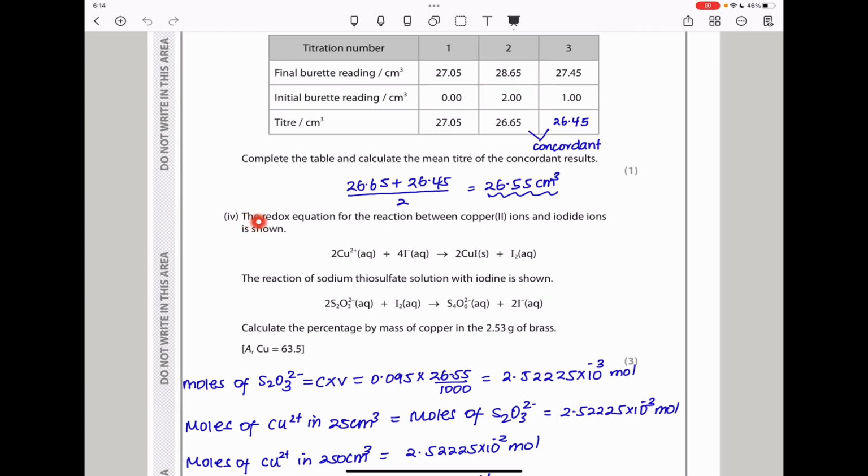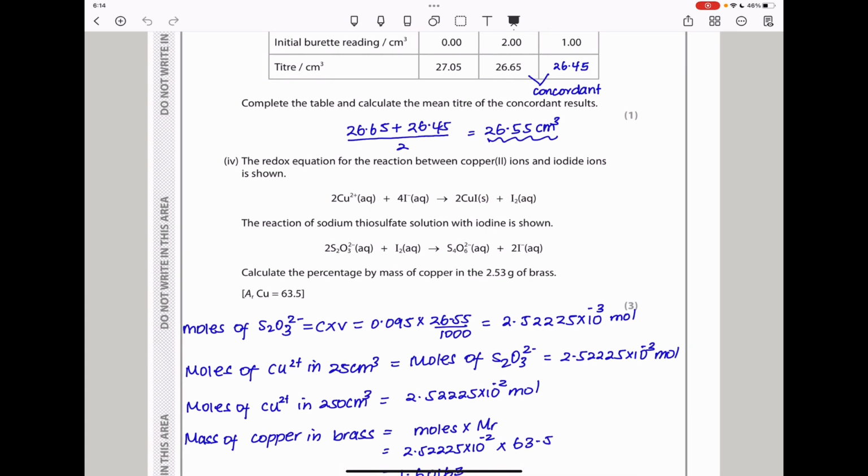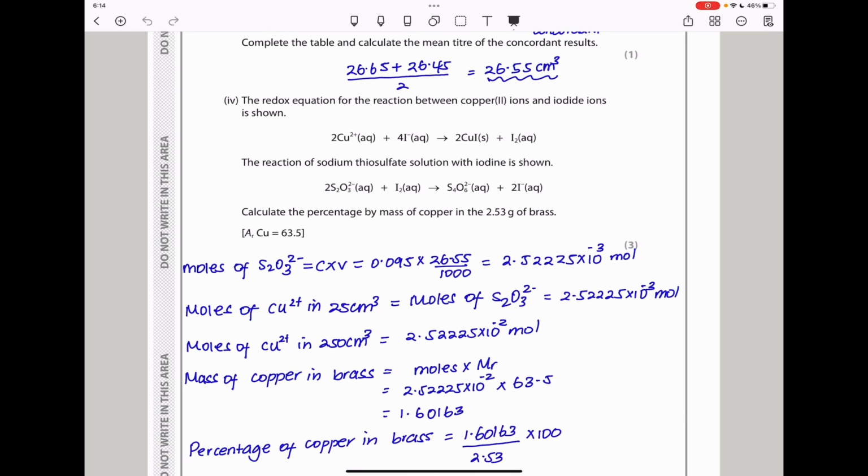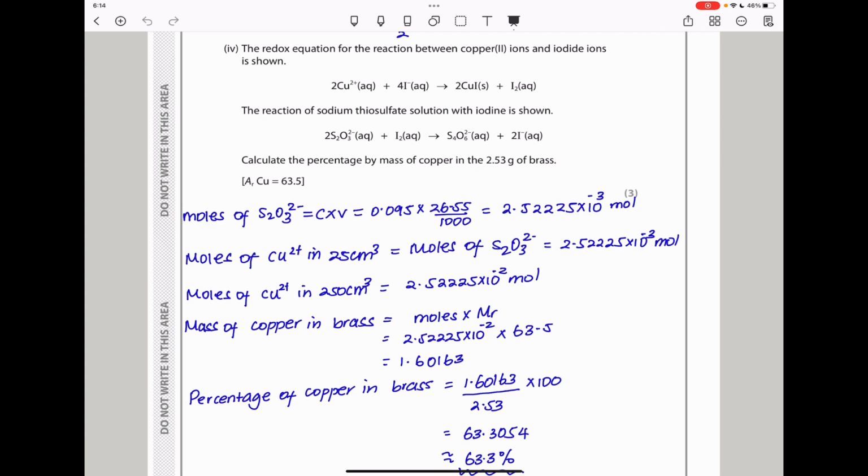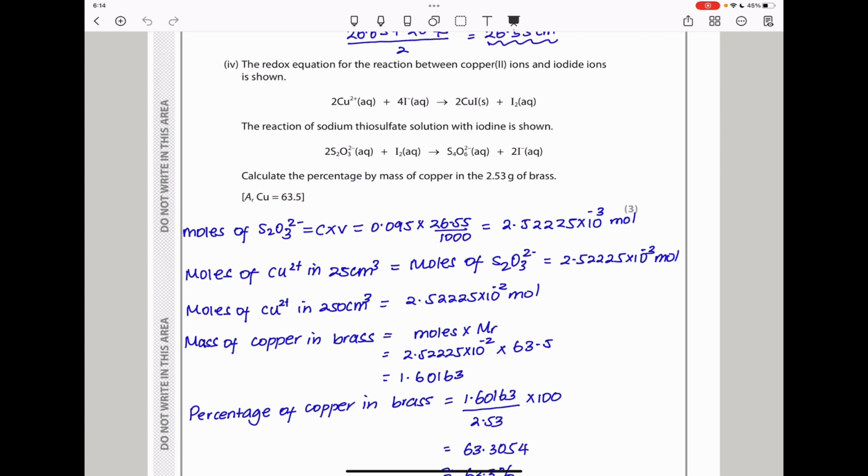And then they go on to say the redox equation for the reaction between copper 2 ions and iodide ions is shown below. So this is it. And they said the reaction of sodium thiosulfate solution with iodine is shown. That is another reaction. And they want you to calculate the percentage by mass of copper in the 2.53 grams of brass. They've given you the Ar for copper, which is 63.5. So with this, since this is the one they used to titrate, they gave us its concentration. We have calculated its titer volume.